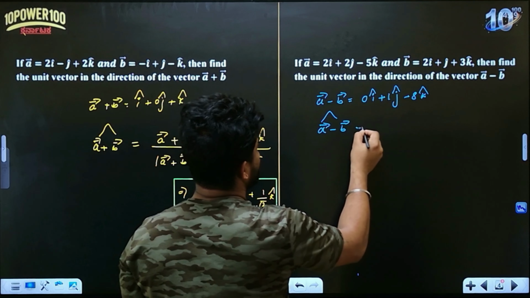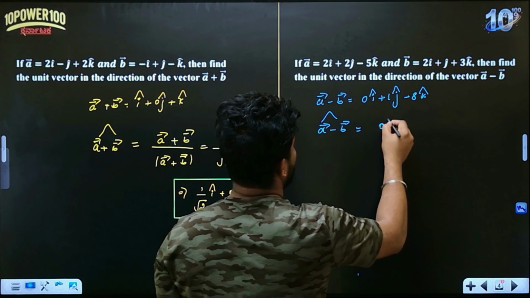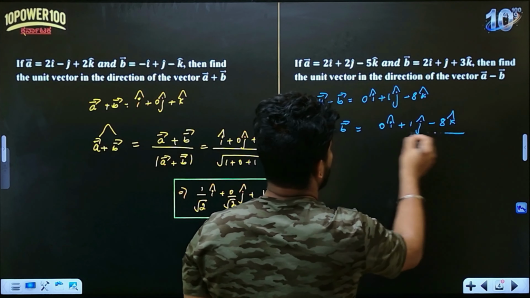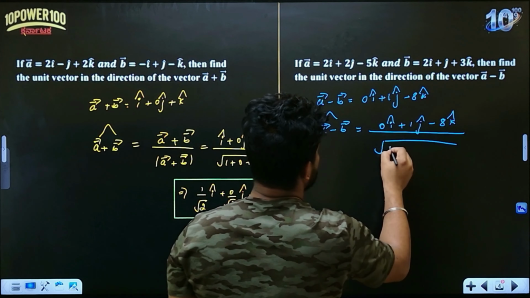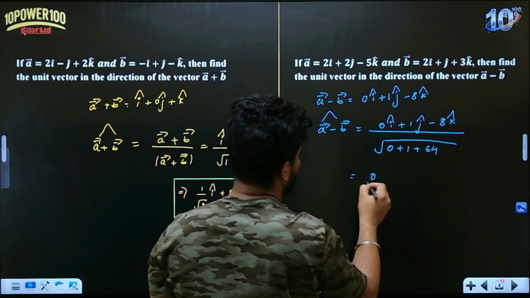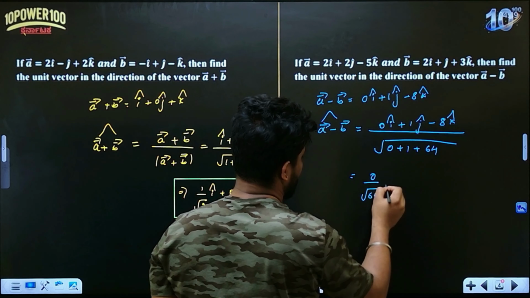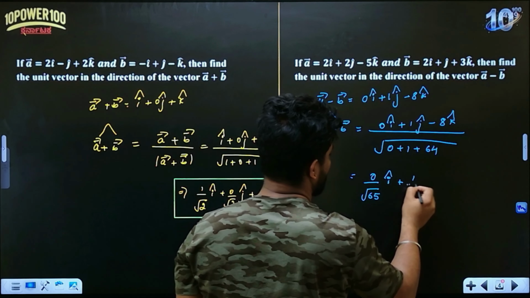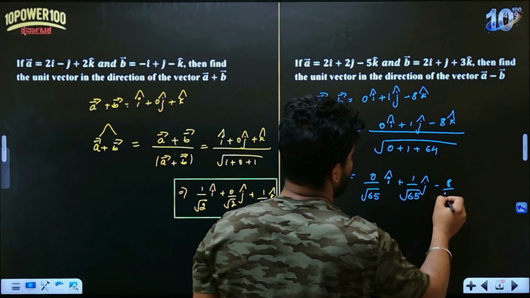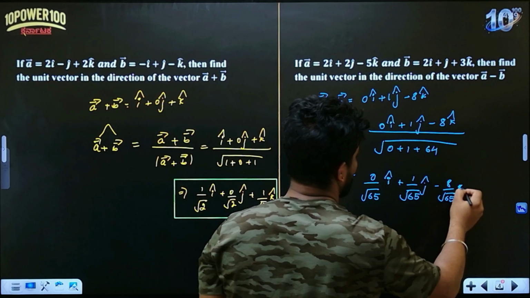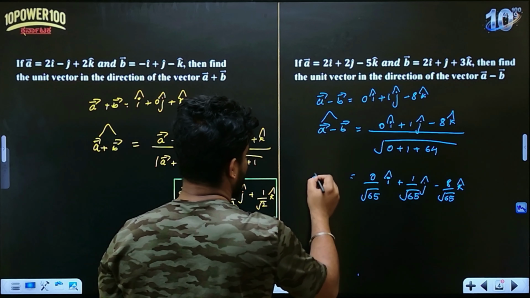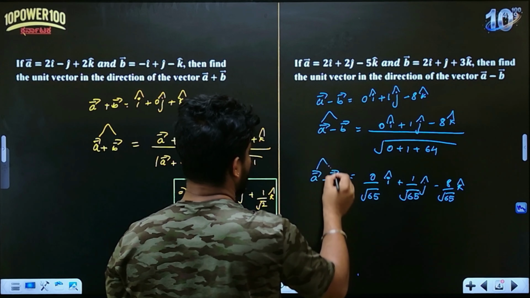b the whole cap is equal to this vector. So 0 i cap plus 1 j cap minus 8 k cap divided by square root of 0 plus 1 plus 64. ಅಲ್ವಾ ಮಕ್ಳೆ? Yeah, so what do you get? 0 by root 65 i cap plus 1 by root 65 j cap minus 8 by root 65 k cap. So this is the a minus b the whole cap.